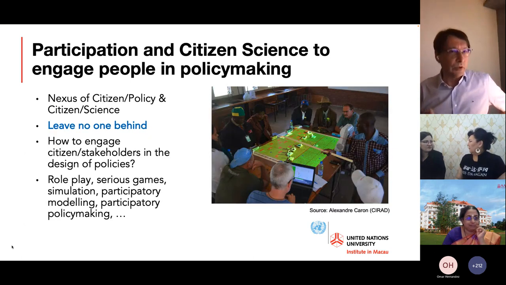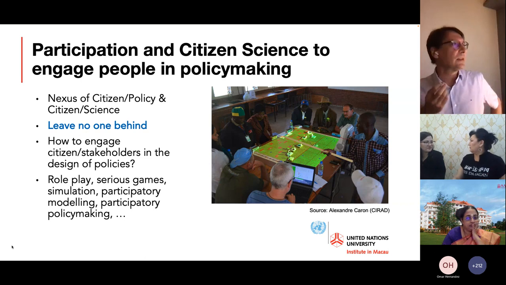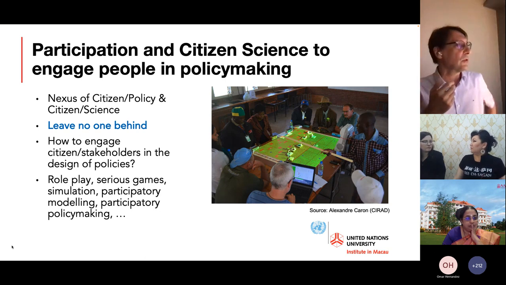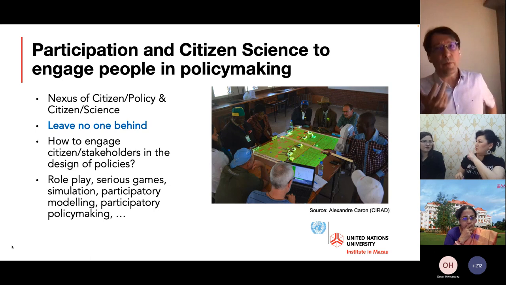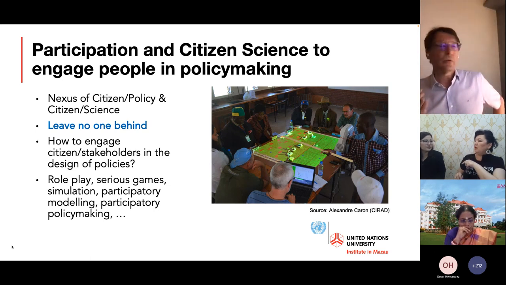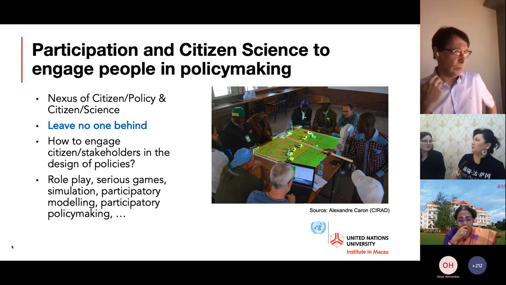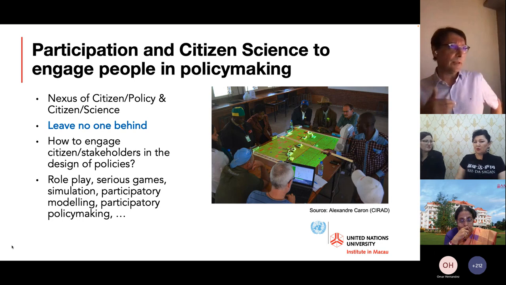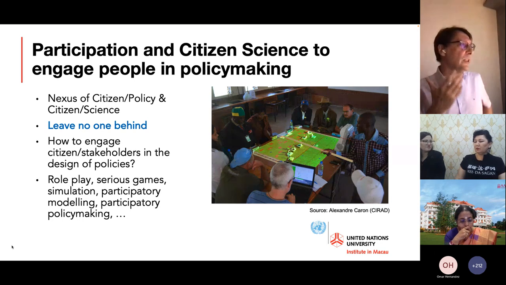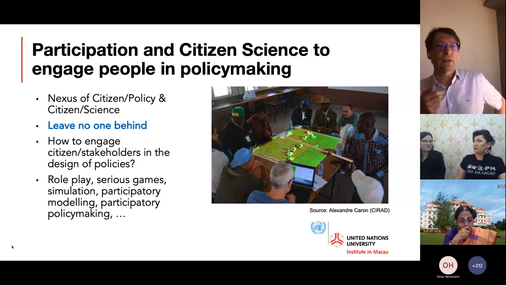Let's move to another part of the problem, because I think it's also important to think about the nexus between citizen and policy and citizen and science. It's not only important to look at the interface between science and policy, but also that the citizens are quite important. If you remember the UN motto, that is "leave no one behind." So in the design of policies, we need to engage the citizens and stakeholders more.